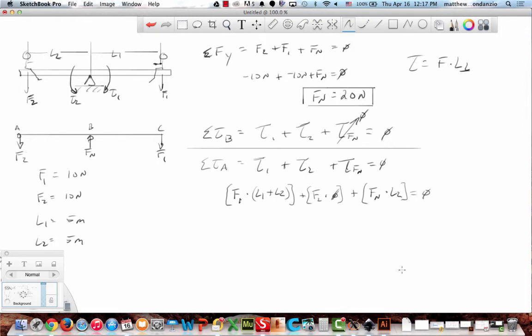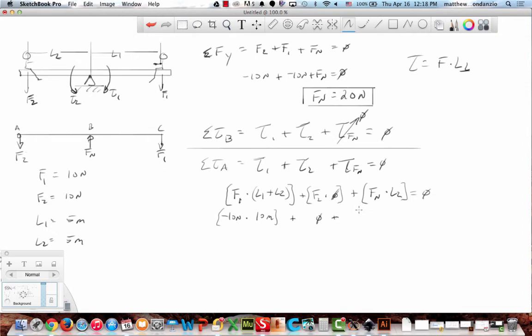If it's balanced, my torque should be balanced, so it should be 0. So let's put the numbers in. What's F1? Negative 10 newtons. What's L1 plus L2? 10 meters. Is it negative or positive? It's positive, to the right of A. Does that make sense? How come F1 wouldn't be positive? Direction? That's right, it's down. So F2 times 0 is 0.